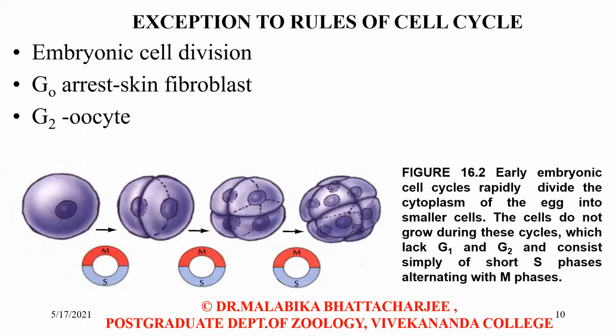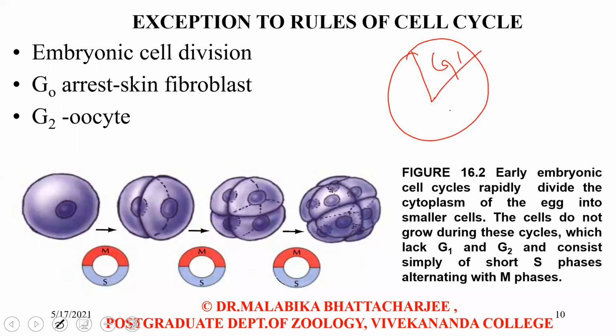Now, as I started my class today with the fact that every cell cycle passes through G1, S, G2, and then M. So that is the life of a cell. But there are always exceptions to a rule. And thus, we also have certain exceptions to this defined rule in case of embryonic cell division, in case of skin fibroblast, and in case of oocytes.